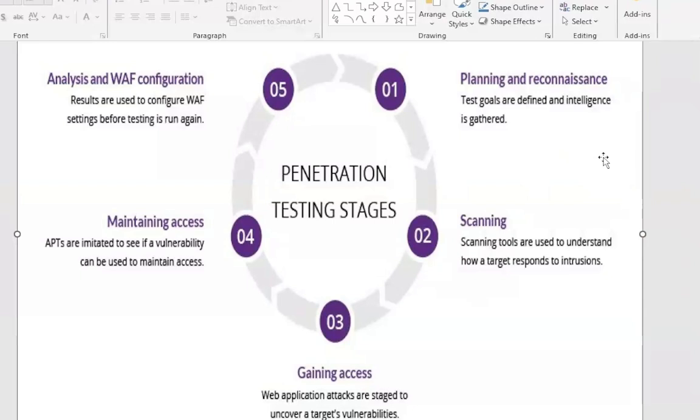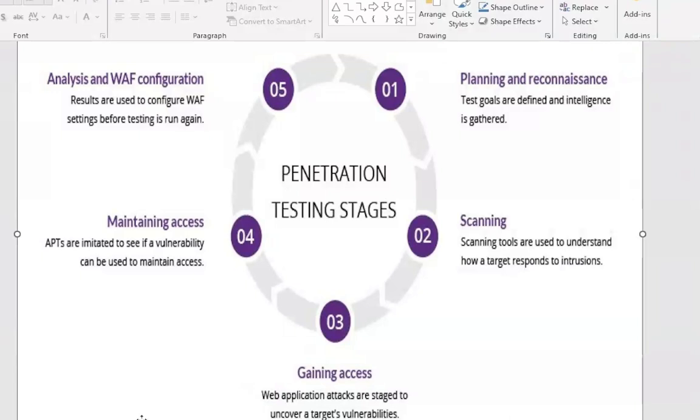Third is gaining access. Now this is a very important step. What do you mean by gaining access? Web application attacks are staged to uncover a target's vulnerability. Now, if you have to attack your home, I must have access to your home, right? Similarly, if you have to attack a network or your computer, I need access to your computer either through your user ID and password or through some other sources. That is known as gaining access.